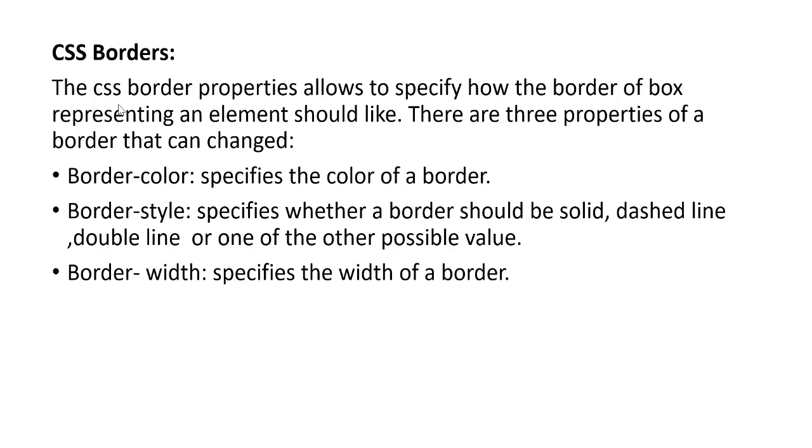Now CSS border. The CSS border allows you to specify how the border of the box representing an element should look. There are three properties of a border that can be changed. Border color specifies the color of the border. For example, border color equal to blue, then you will see a blue border. Border style specifies whether a border should be solid, dashed, double, or one of the other possible values. Border width specifies the width of the border.